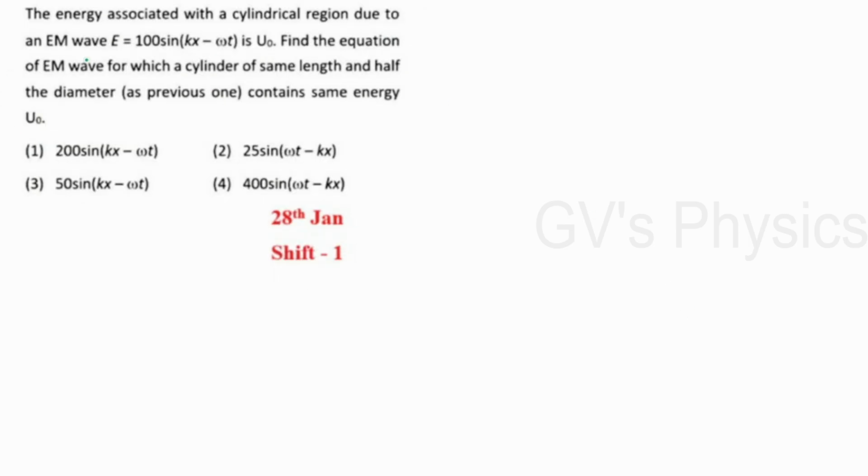Next one, it's the most important question. The energy associated with a cylindrical region due to an EM wave E equal to 100 sin(kx minus omega t) is U naught. Find the equation of the EM wave for a cylinder of the same length and half the diameter as the previous one, which contains the same energy U naught. Okay, so they have given two conditions.